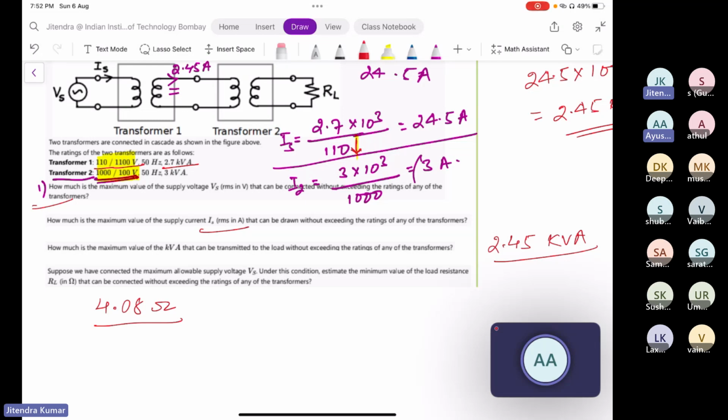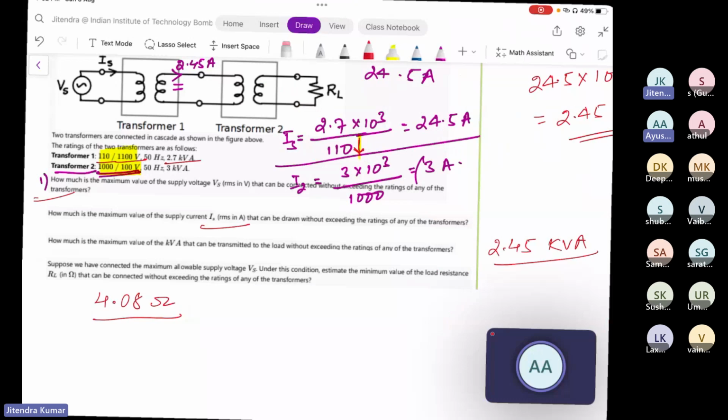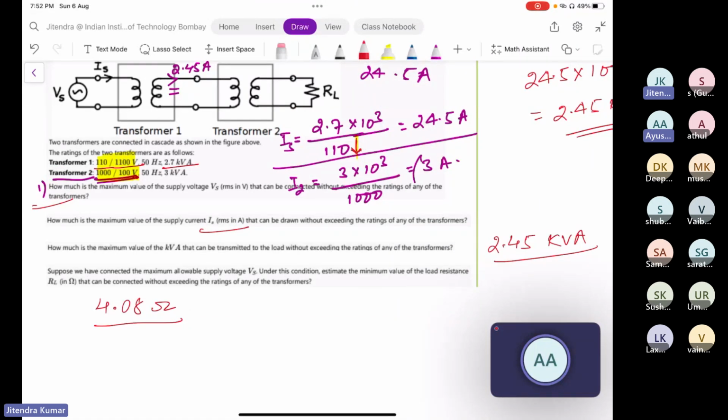We have to connect such a load across the transformer so that the current flowing through the load should not exceed this rated value of the current. That's why we simply divide the rated voltage by the rated current, which I have concluded, not through the questions' ratings.